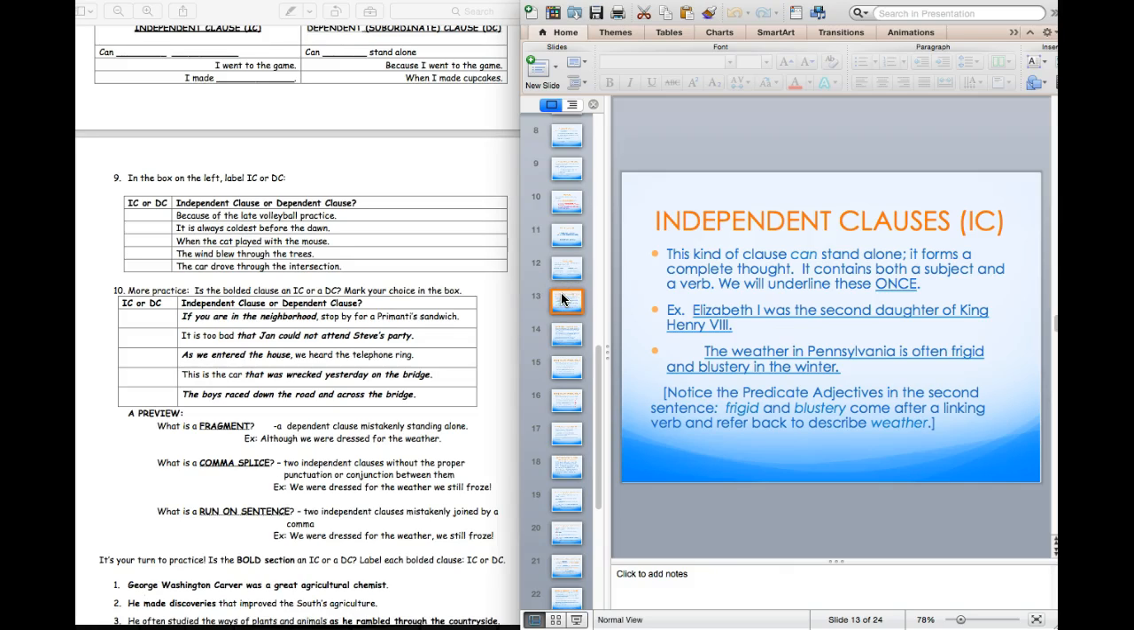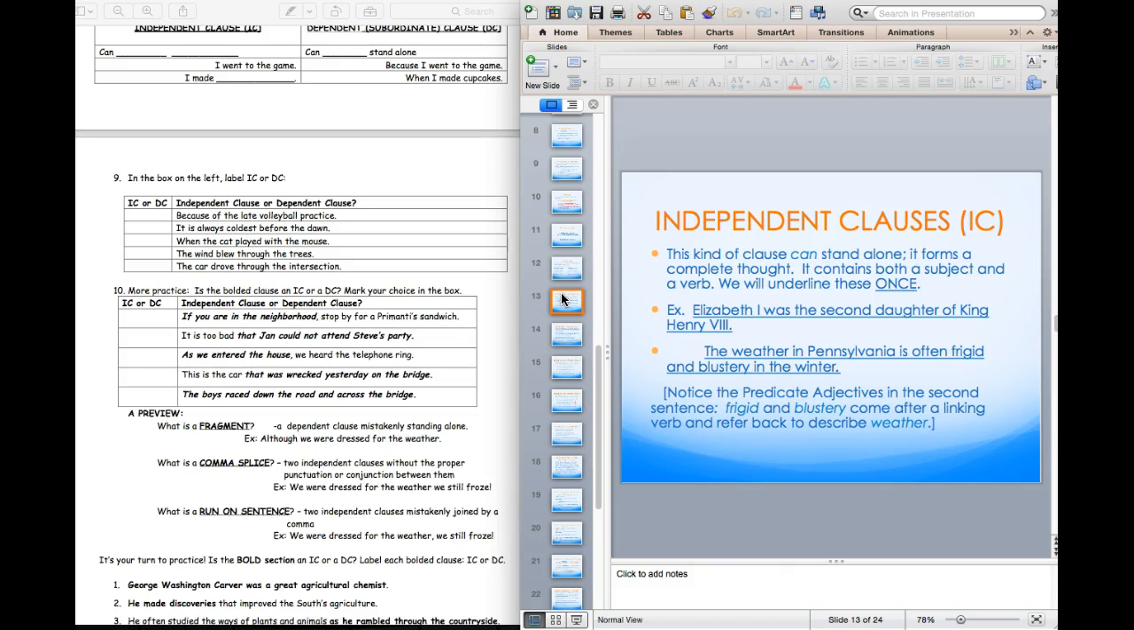Okay, so going on again to independent clauses, we see here, just looking at the PowerPoint for a moment, that the independent clause does form a complete thought. Now, throughout our entire packet, and indeed throughout the entire unit, we're going to be underlining independent clauses only 1 time, and we'll underline dependent clauses 2 times. That will probably be how you are tested on them as well.